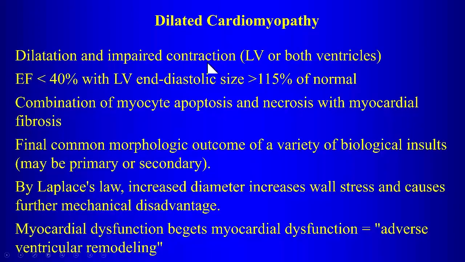So for dilated cardiomyopathy, the heart is dilated, especially the left ventricle or both ventricles, low ejection fraction, increased end diastolic size, and what happens is as the myocardial cells die and get replaced by fibrosis, that results in remodeling, and that remodeling results in abnormal pressures along the endocardial surface, which leads to more cells to die and more remodeling. So that's Laplace's law. As the diameter increases, the wall stress increases, and it causes further damage to the myocardial cells. So it's said that myocardial dysfunction begets myocardial dysfunction and adverse ventricular remodeling. So the heart progressively dilates as it poorly functions.